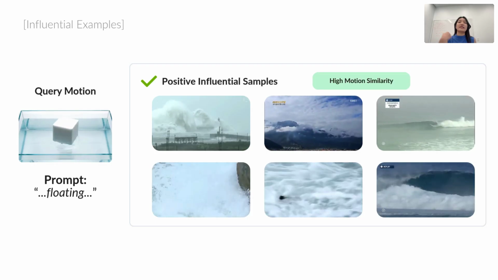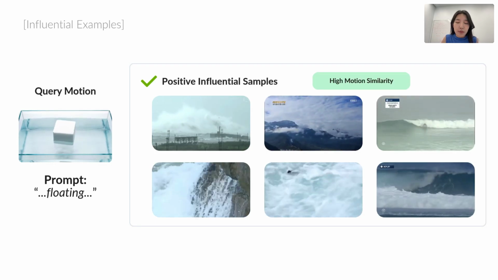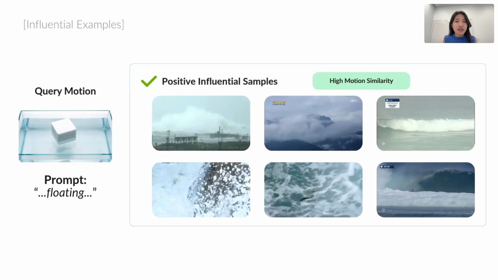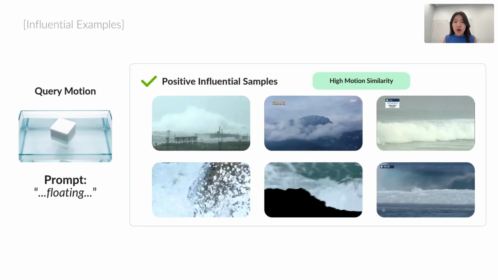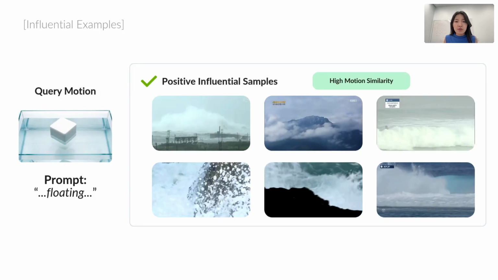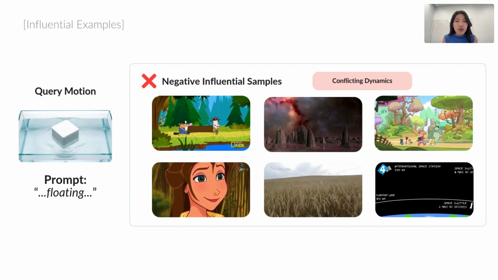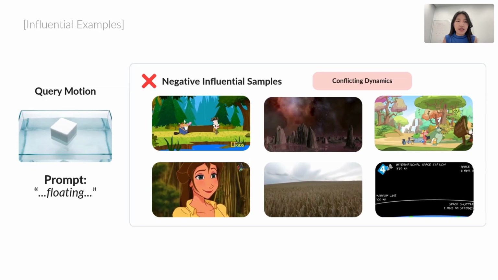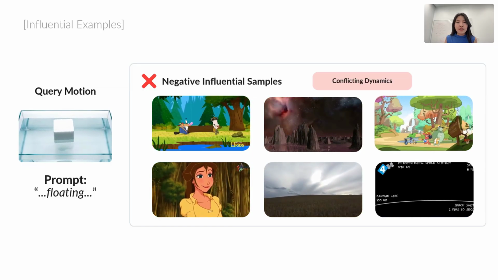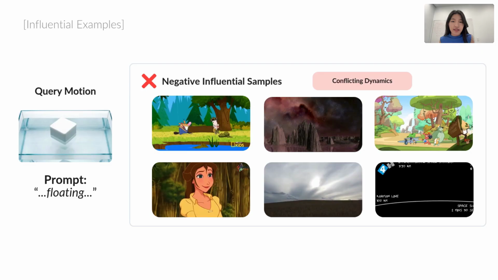And here are some examples. For the floating cube query, the top positive influences are wave, cloud, and water footage. They generally have smooth and fluid dynamics. Training on those clips increases the probability of generating floating motion. And negative influence samples include cartoon clips with fast, stylized, and inconsistent motion, which decreases the probability of generating the target motion.